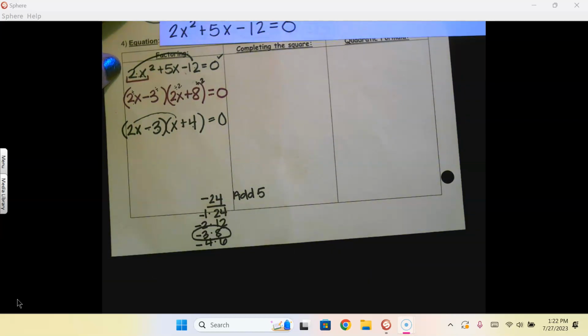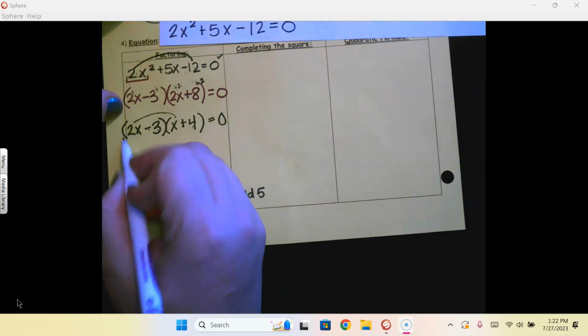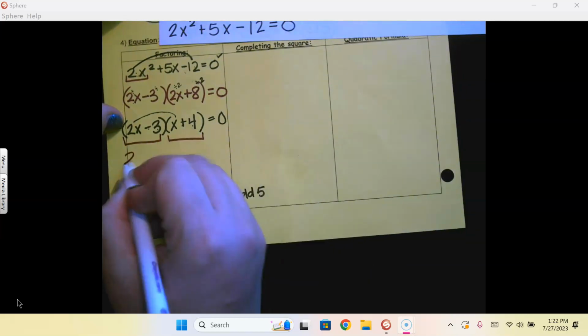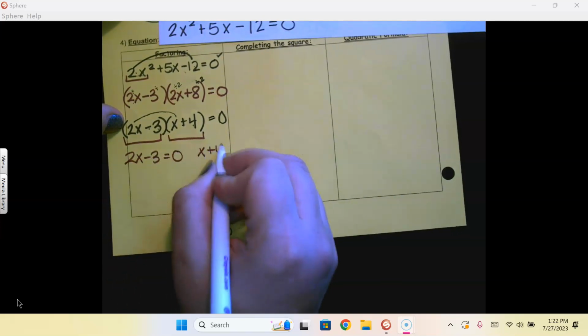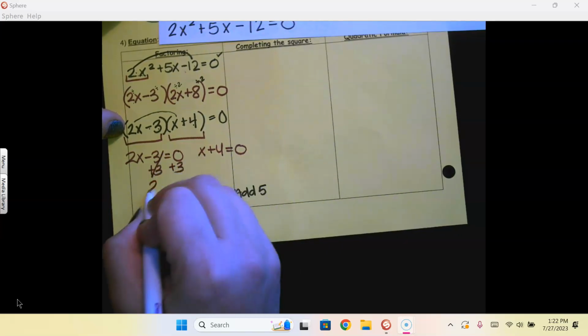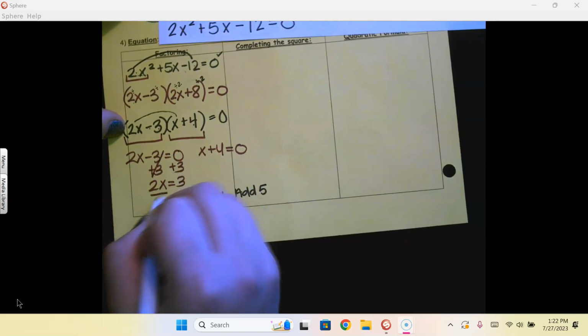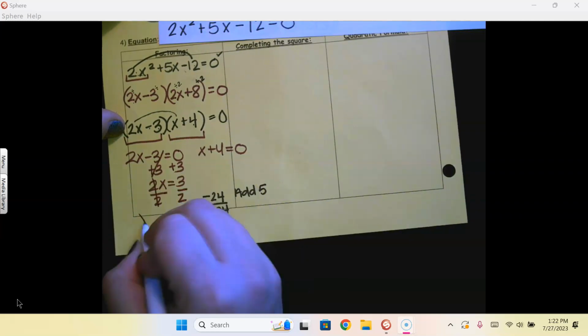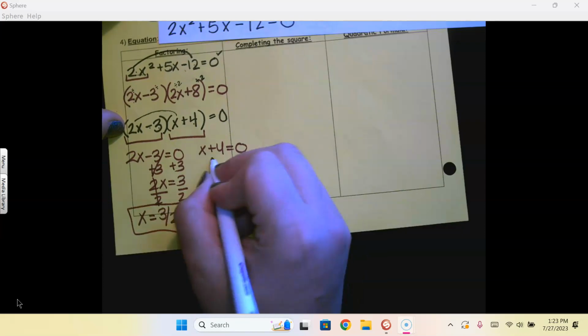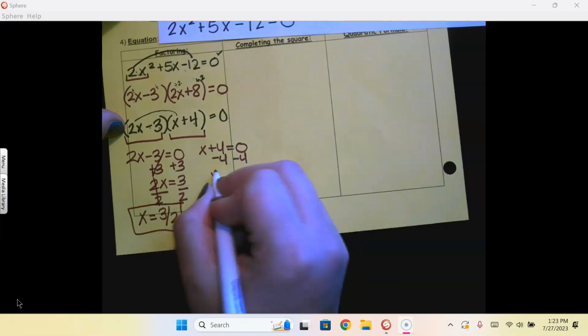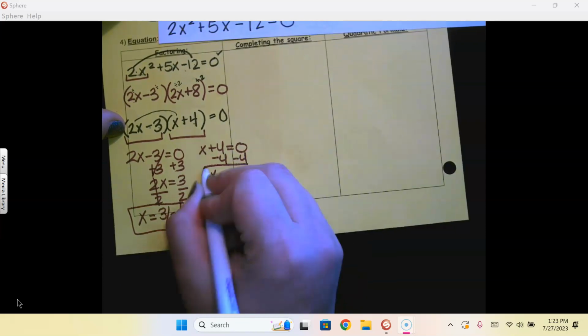Okay, so then once it's in factored form, we're going to set each of these equal to 0. So we'd have 2x minus 3 equals 0, and then x plus 4 equals 0. And we would get x equals 3/2 as one solution. And then our other solution is x equals negative 4.